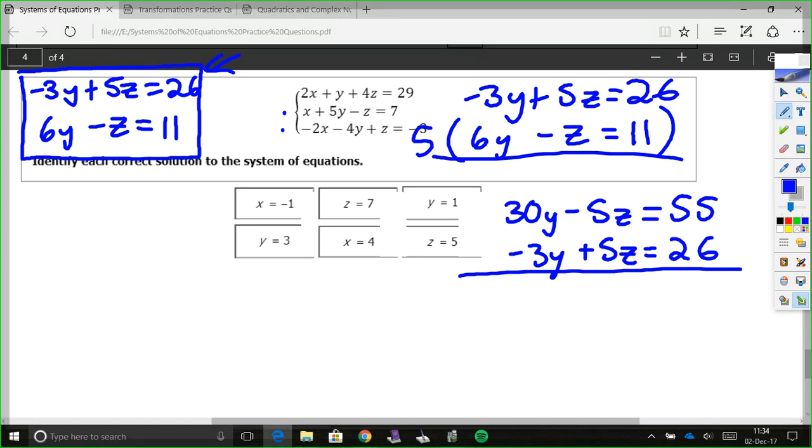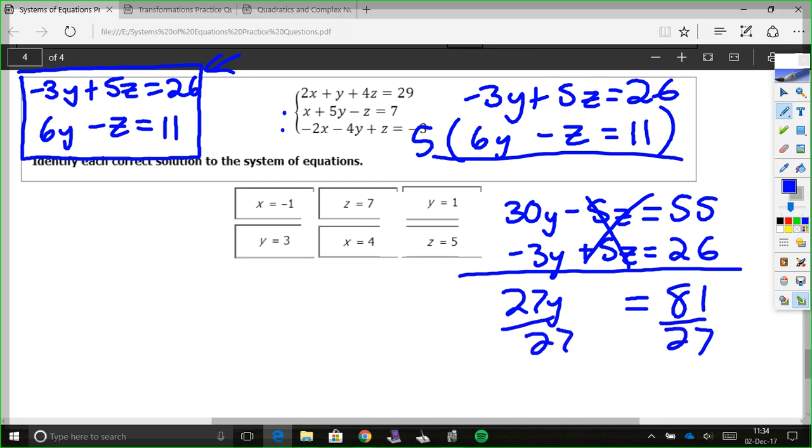So 30 minus 3 will be 27y. The z's cancel out, and it equals 55 plus 26 would be, I want to say, let's see, 65, 75, 81. And then if you divide by 27, you'll get your y. So 27y is going to equal 81, so y equals 3. Alright, so y equals 3. Look, that's already an answer choice there. So we're going to select it.